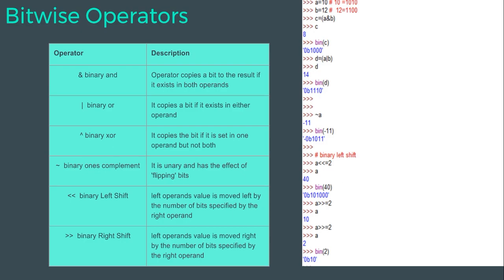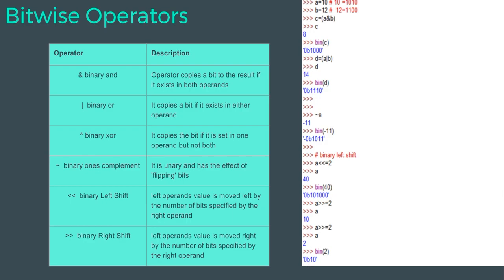The same way, ones complement happens. If you want to shift the binary, you can use the less than sign for the left shift. A left shift by 2, so the answer will be 40. The binary of 40 is 101000. So what is the value of A here? First of all it is 10, 1010. So 1010 will be shifted left by 2. So the answer will be 40.